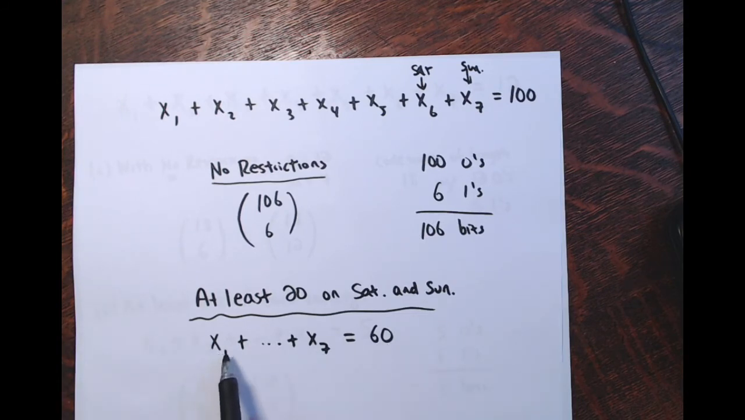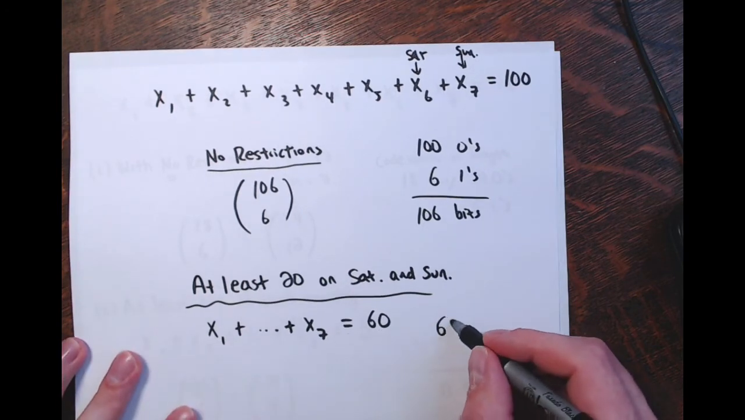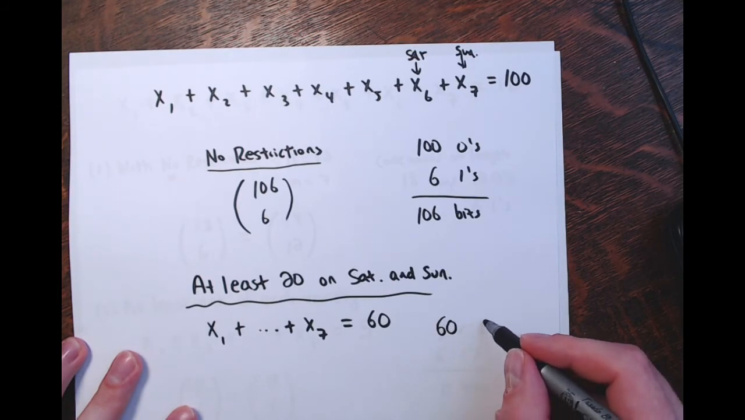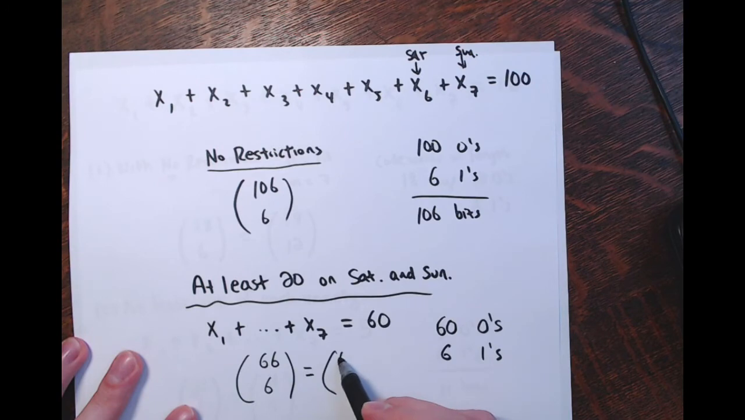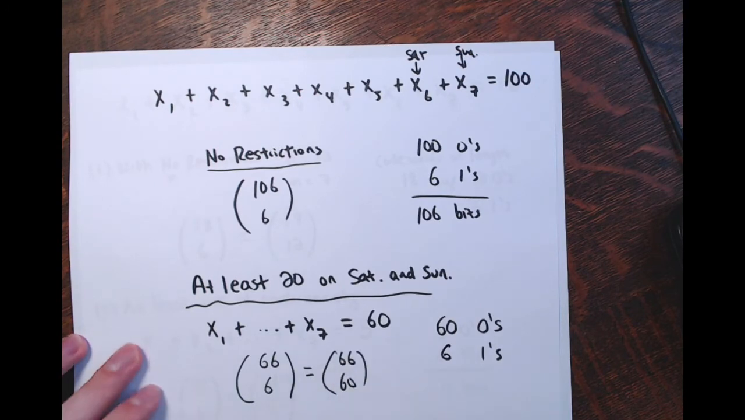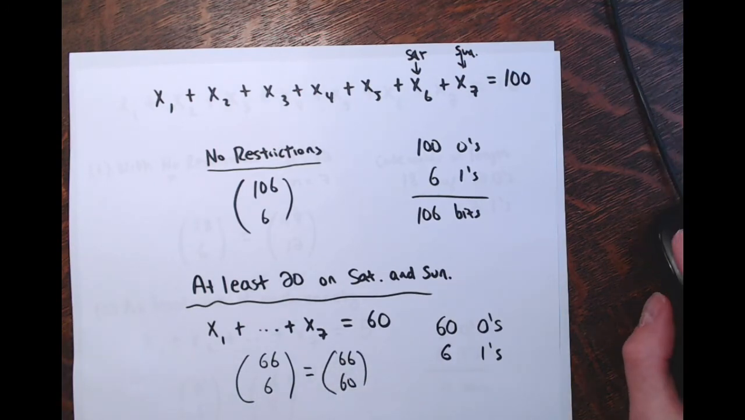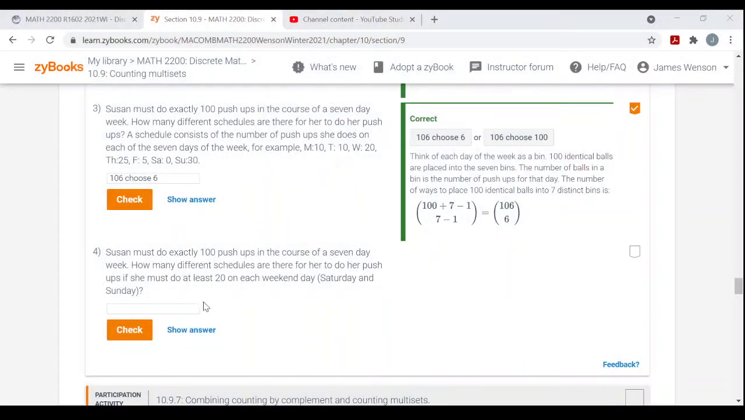How many non-negative integer solutions are there to this, where x1 through x7 add up to 60 now? Again, the 60 push-ups she has to figure out where they go. Those are the 60 zeros in the bit string, in the code word. 7 categories, so only 6 ones to divide the categories. So we have 66 total bits, and you choose where the 6 ones go or where the 60 zeros go, either way. So let's put in 66 choose 6.